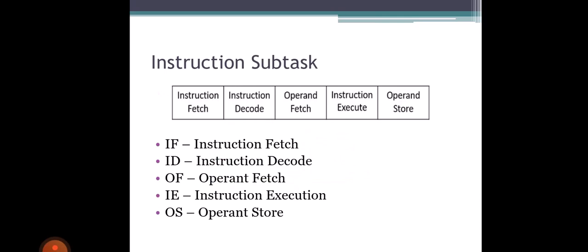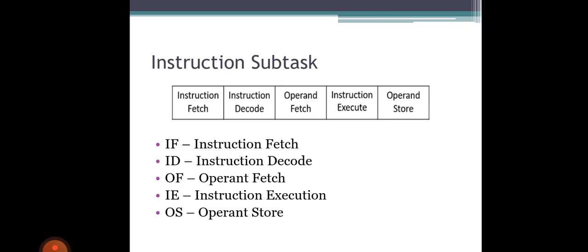An instruction in a process is divided into 5 subtasks: instruction fetch, instruction decode, operand fetch, instruction execute, and operand store. In the first subtask, the instruction is fetched. The fetched instruction is decoded in the second stage. In the third stage, the operands of the instruction are fetched. In the fourth, arithmetic and logical operations are performed on the operands to execute the instruction. In the final stage, the result is stored in the memory.